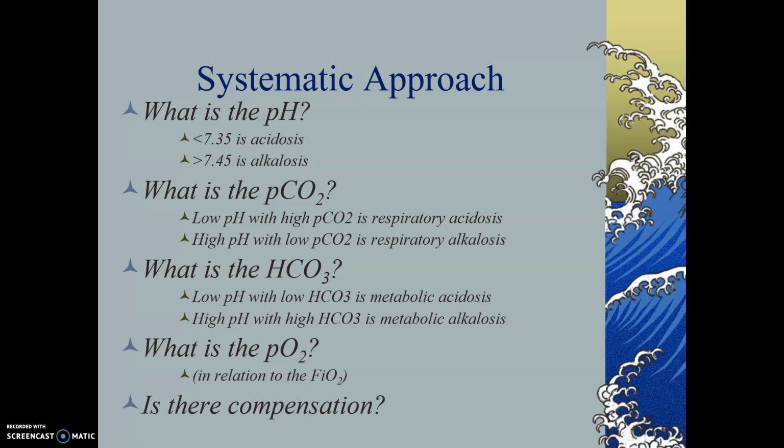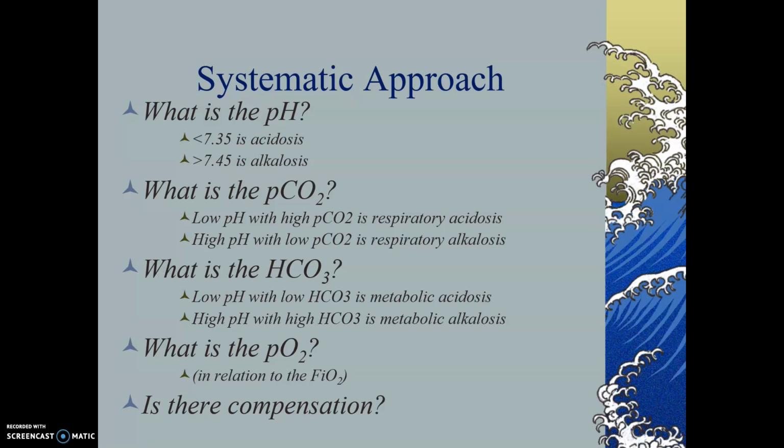We're going to talk ourselves through a few simple blood gases using this systematic approach. We're going to start by asking, what is the pH? A pH of less than 7.35 is considered acidosis, whereas a pH of more than 7.45 is considered alkalosis. Once we understand whether the patient is acidotic or alkalotic, we can then move to try to determine what is the primary cause of this. So, bearing in mind from the last slide, the primary cause could be either respiratory or metabolic.